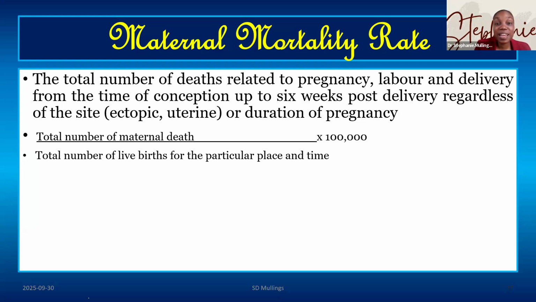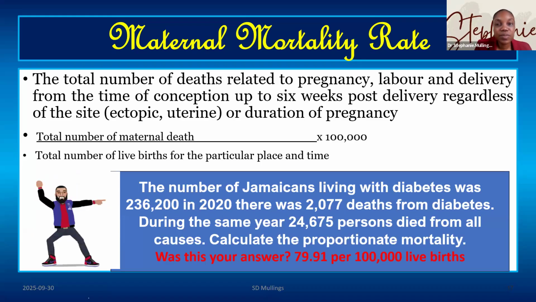Here, this is represented as per 100,000. So whatever number you'd have gotten, it's the total number. Say, for example, you got 10 maternal deaths. So it's 10 maternal deaths per 100,000 live births. All right, so you can see an example here. Again, you can verify for yourself that this answer is actually so. And if it is, then you can put a comment in the chat to say, yes, it is correct.